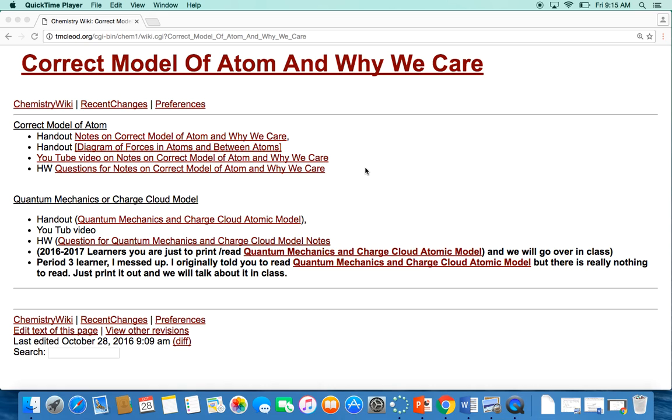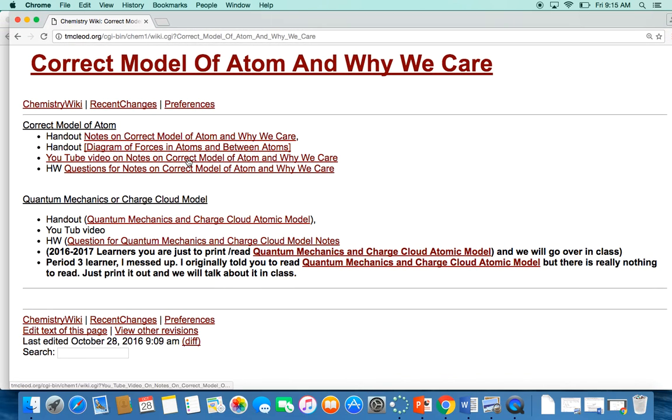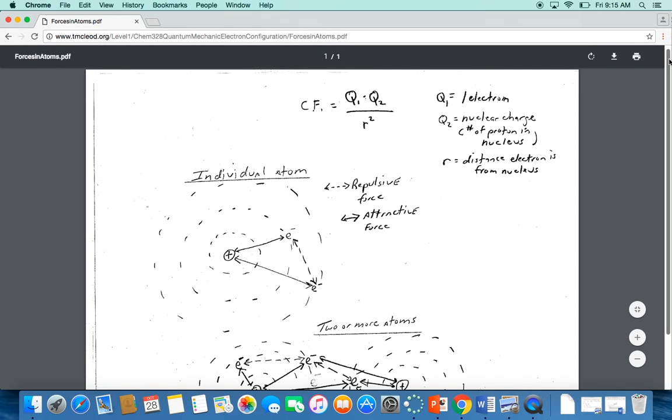This is a video on the general understanding of the correct model of the atom and why we care how the atom is structured, specifically where the electrons are located. By now, you should have printed out notes on correct models of the atom, which is right here, and you should have printed out or opened up a diagram of what the atom looks like. I'll be referencing them.